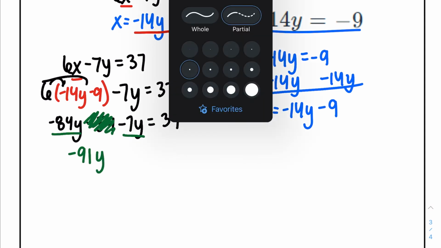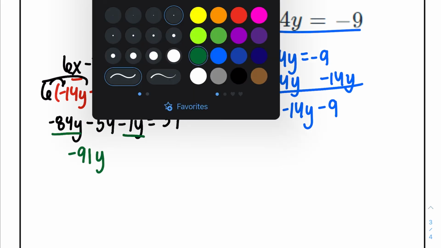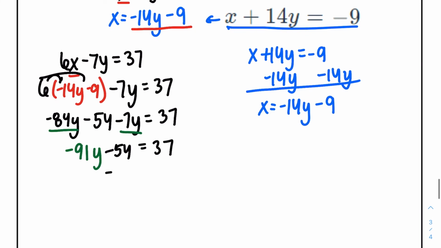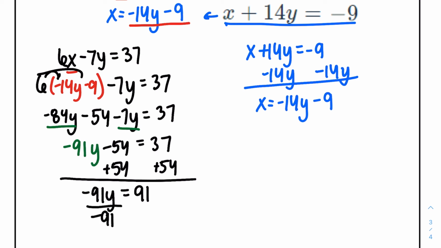All right. Then we drop down everything else. Minus 54 equals 37. Then we've got to get y by itself, so undo the minus 54. We end up with negative 91y equals a positive 91. Divide both sides by negative 91. y is equal to negative 1.